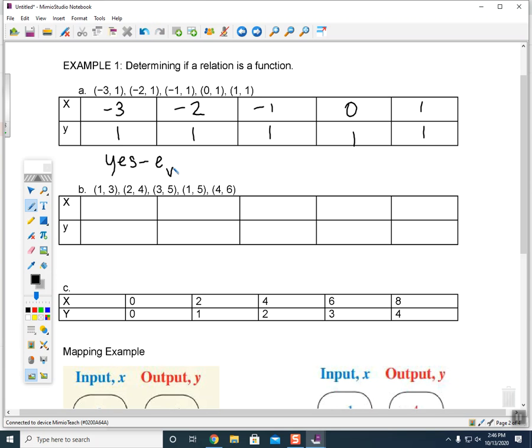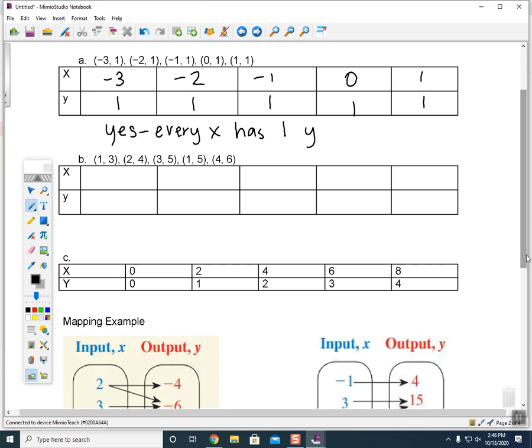All right, every X has one Y. Every X value has one Y value. Okay, so then if I look at this next one, I'm going to fill this all in. So I've got 1, 3, 2, 4, 3, 5, 1, 5, 4, 6. Okay, I want to know, is this a function?